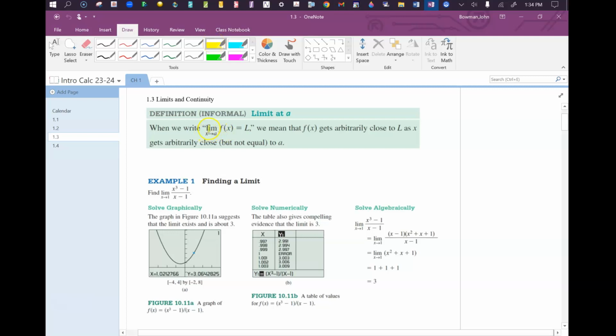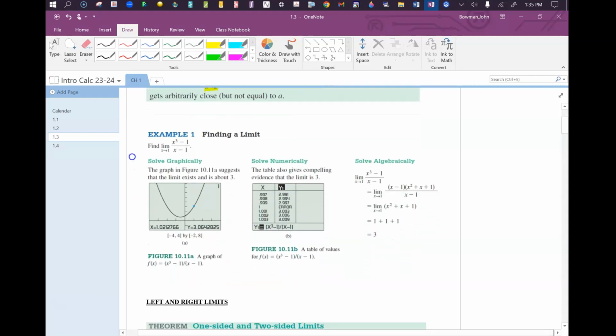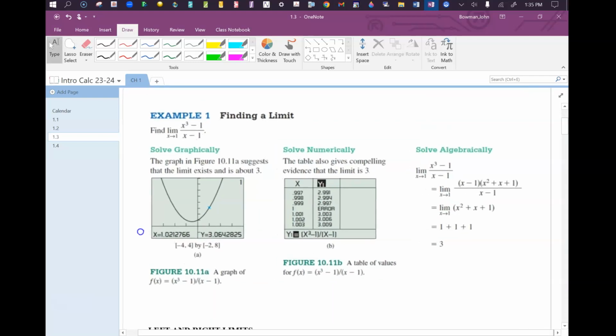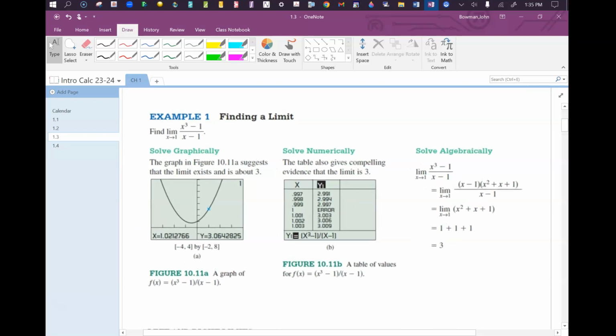When we write the limit as x approaches a of f of x is equal to L, that means f of x gets closer and closer to L as x gets closer and closer to a. But x doesn't have to ever get to a. So we can take a look at limits graphically, numerically, and algebraically, as you saw in section 1.2.